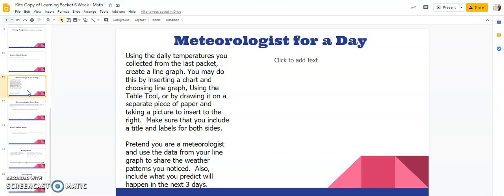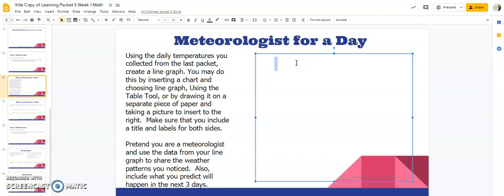So pretend you are a meteorologist, and we're going to use the data from our line graph to share weather patterns we've noticed. Also, you are going to predict what will happen in the next 3 days. So you're going to predict the temperature.